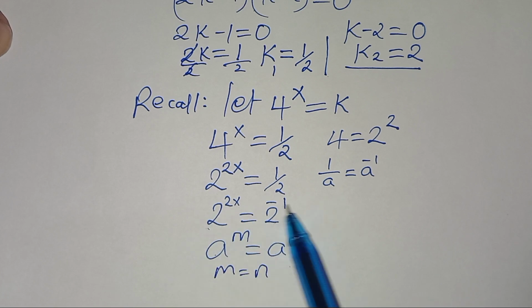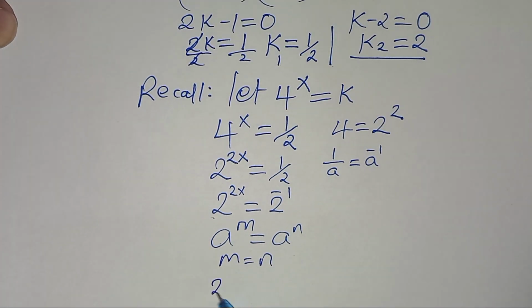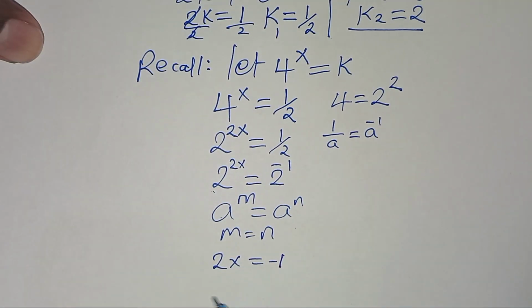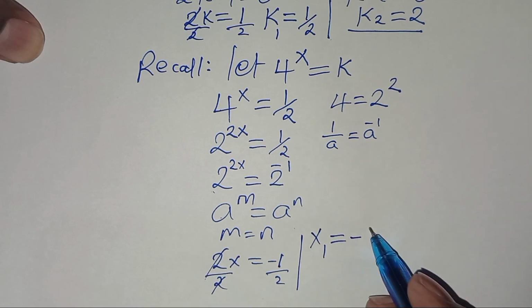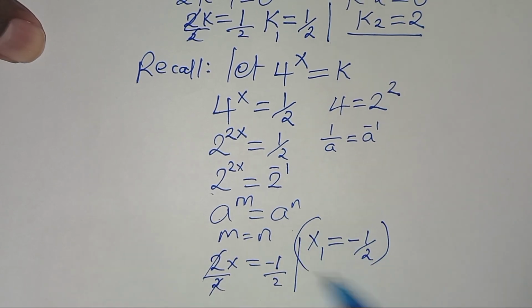So applying the same thing here, we have 2x is equal to negative 1. Let's divide both sides by 2, and that implies that the first value of x, that is x1, is equal to negative half.